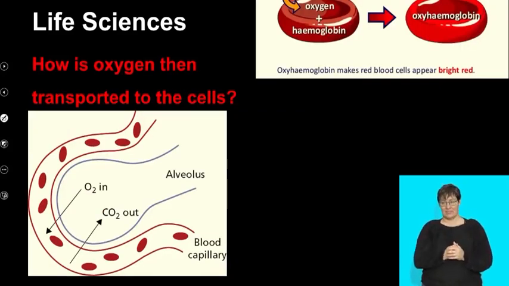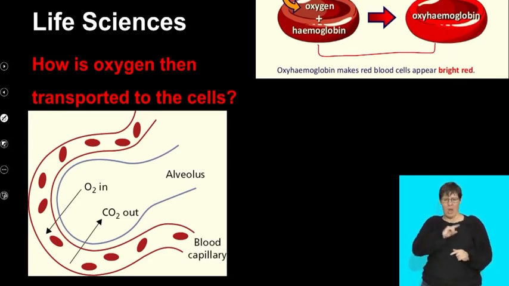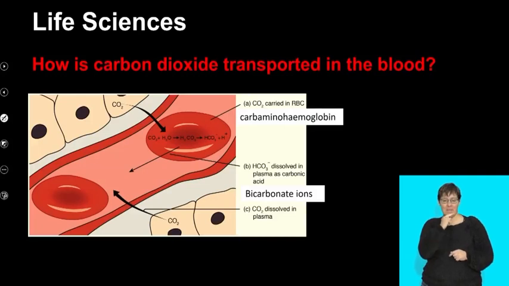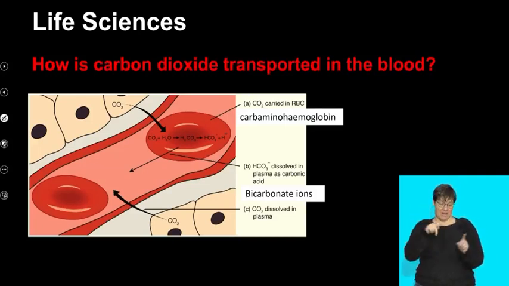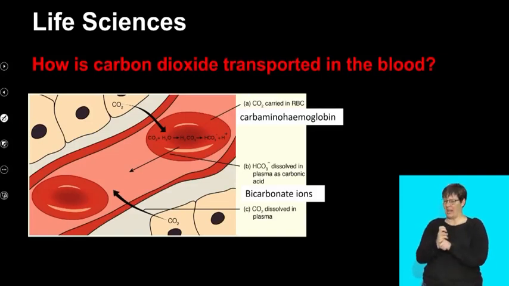Another thing we just had to quickly look at: how do we transport oxygen when it gets into the blood? We looked at this whole concept that oxygen loves hemoglobin in the red blood cells, and oxygen is transported as oxyhemoglobin. Carbon dioxide was a little bit more complicated, and had 3 different ways.